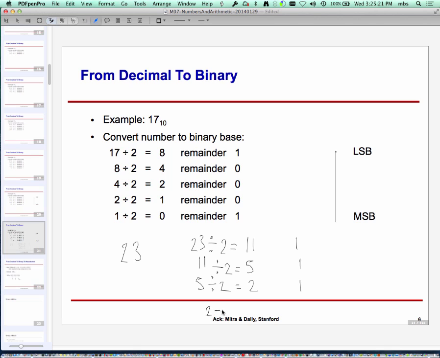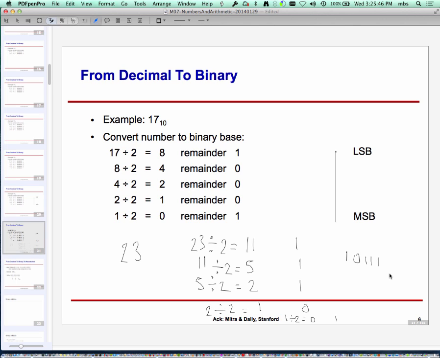Then I have 2 divided by 2 is equal to 1, remainder of 0. And then finally, I have 1 divided by 2 is equal to 0, remainder of 1. So my number becomes 10111, which, as you can check, is 23 if the number is treated as a positive binary number. So 10111 is what we do.